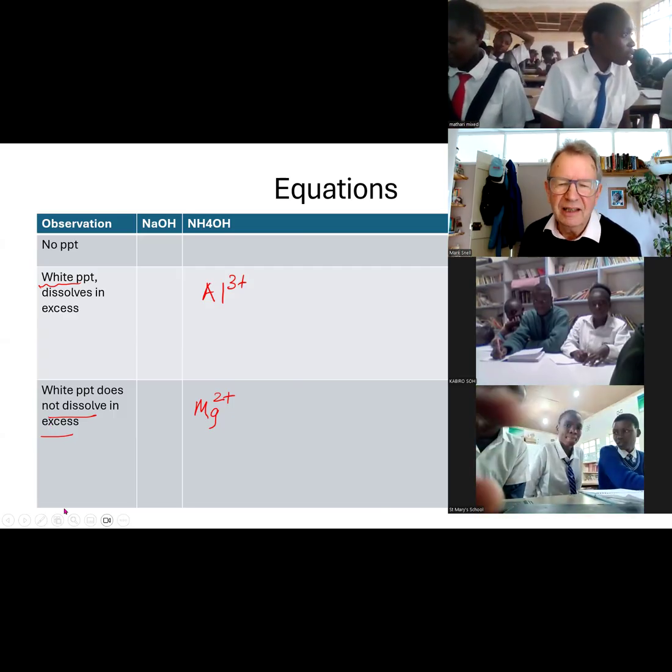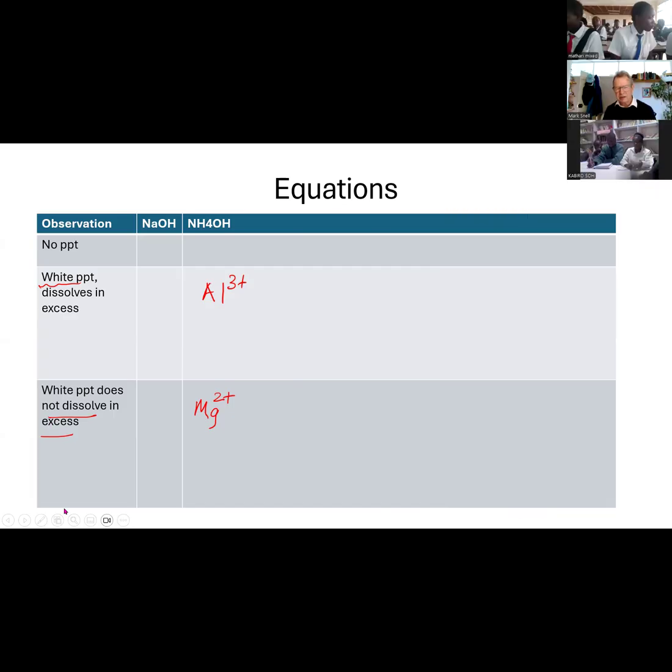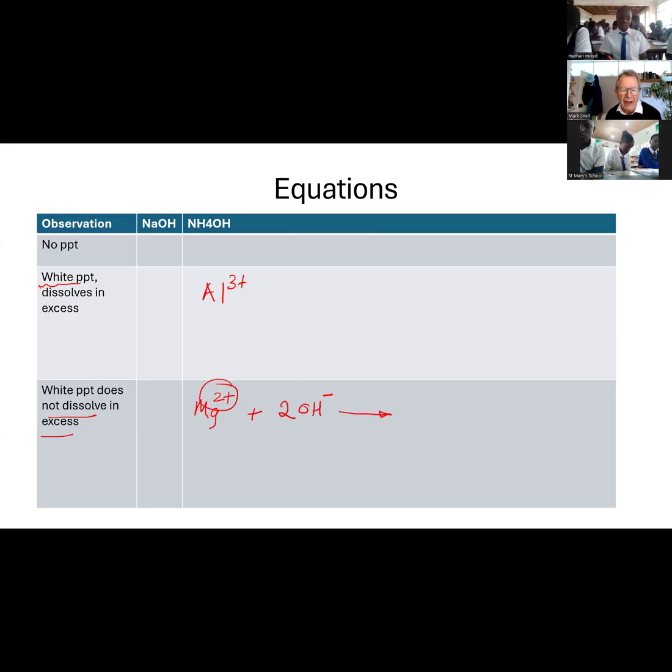Okay, so we're going to check and see if people have got this right. So here we go. Mg2 plus will be plus 2OH minus. It's very important that you check this each time. So whatever the cation is, we need to balance the charges. So this is going to become 2 here, and that is then a solid. That's a white precipitate which does not dissolve.